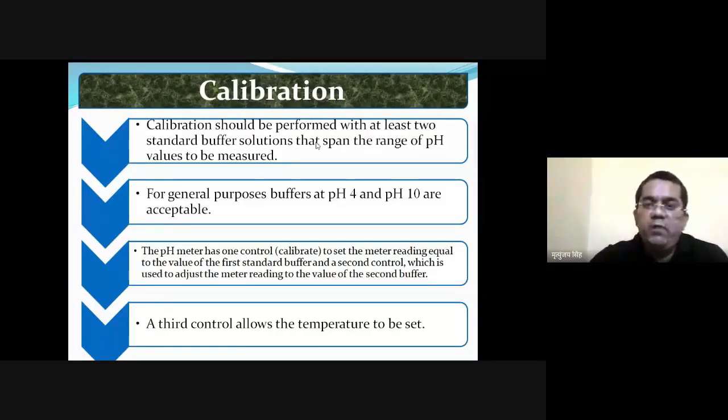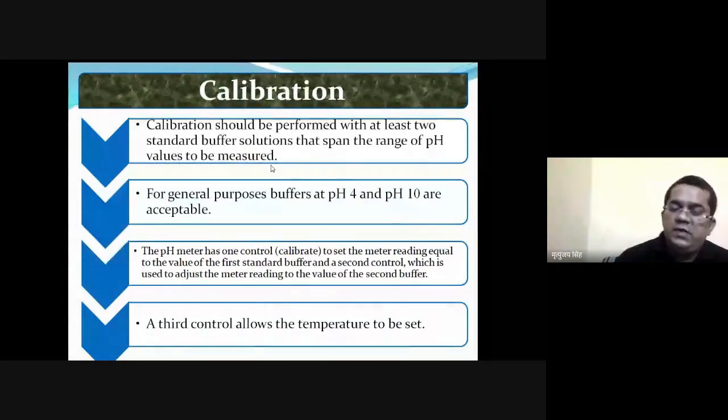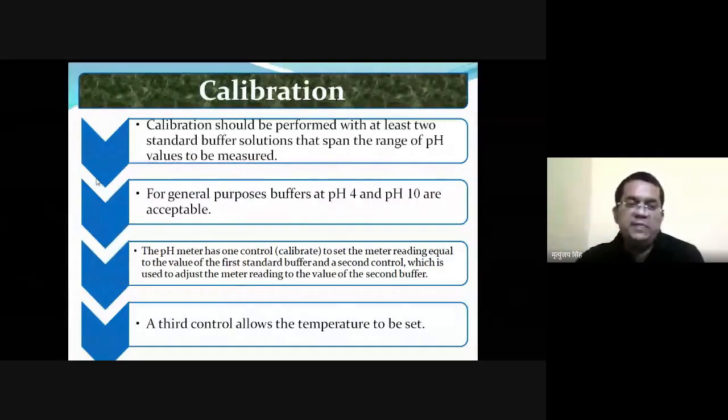Calibration should be performed with at least 2 standard buffer solutions that span the range of pH values to be measured. Normally, pH 4 and pH 10 are used, because as we already discussed, below 7 is acidic, and more than 7 to 14 is basic solutions. So the buffers you are using: one is pH 4 which is in the acidic range, and the other is pH 10 which is in the basic range.